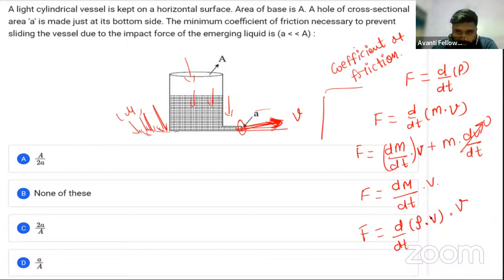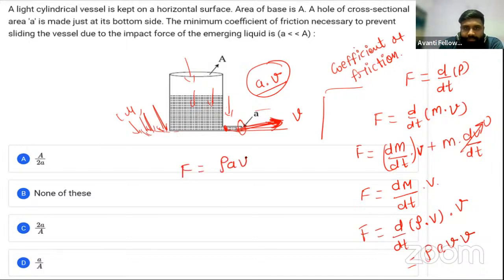Now this volume you can write as area, this small a, because mass is coming out from this, into velocity. This will give you the volume flow rate. So this finally will become rho into small a into velocity into velocity. So the force here that we have is rho a v square.